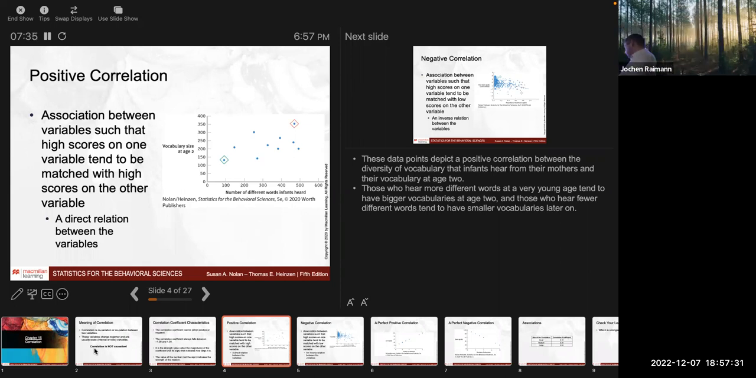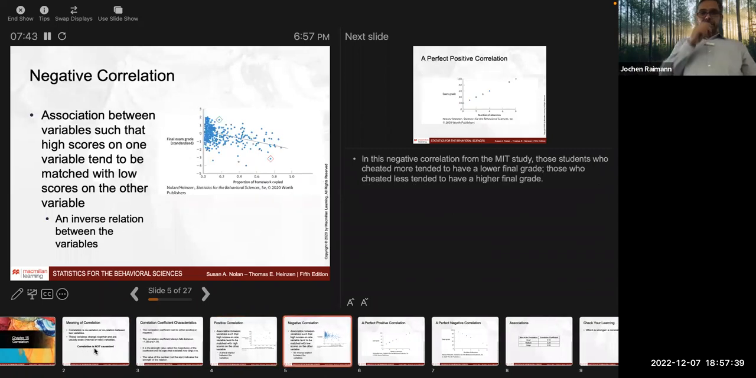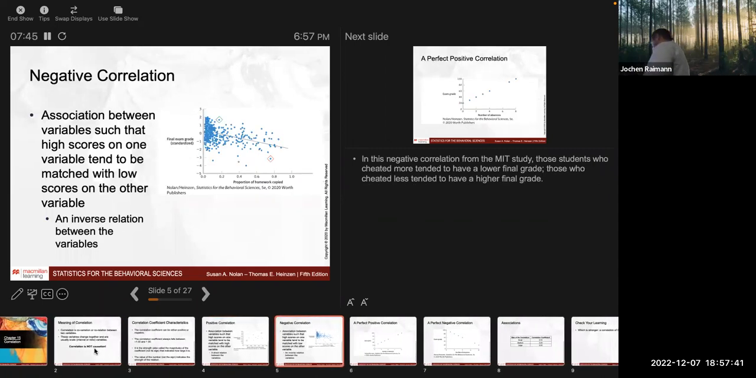So a toddler at age 2 has a larger vocabulary size. It heard more words over time. Negative correlation. That's an MIT study.